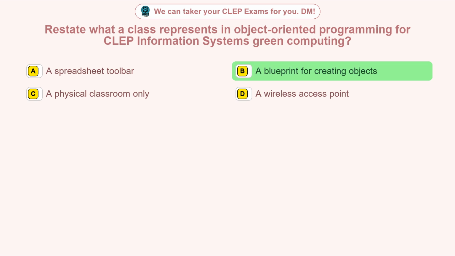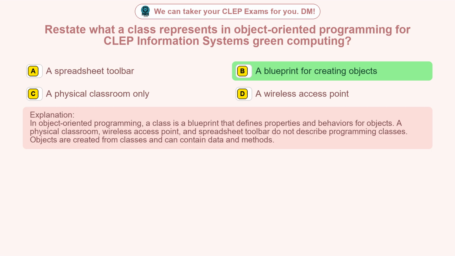The correct answer is option B. A blueprint for creating objects. In object-oriented programming, a class is a blueprint that defines properties and behaviors for objects. A physical classroom, wireless access point, and spreadsheet toolbar do not describe programming classes. Objects are created from classes and can contain data and methods.